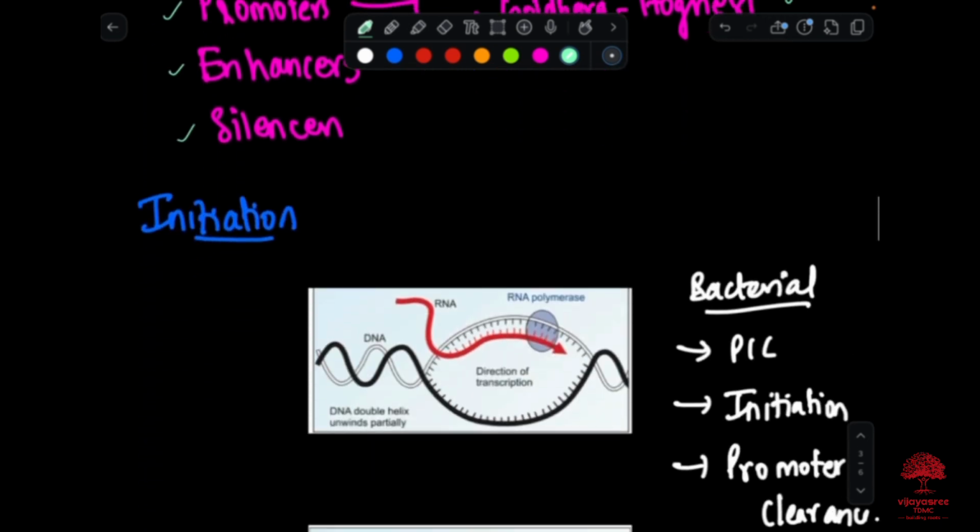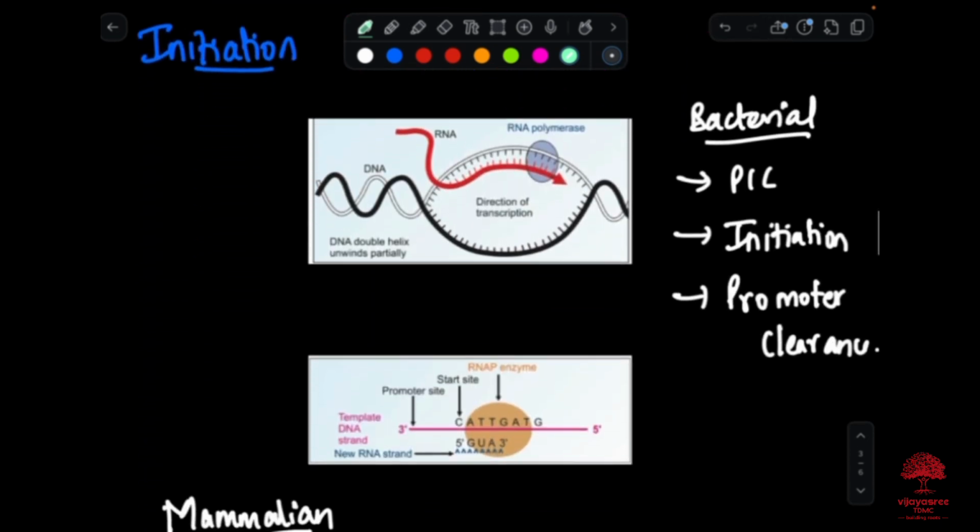Now let's look at the process of initiation. So these diagrams show us the process of initiation. So in initiation, the starting point of transcription, we're talking about a bacterial system first. The starting point of transcription will correspond to the 5' nucleotide of the DNA. Now first what happens is as in this diagram. Here the DNA helix will partially unwind and RNA polymerase is going to bind to the promoter site.